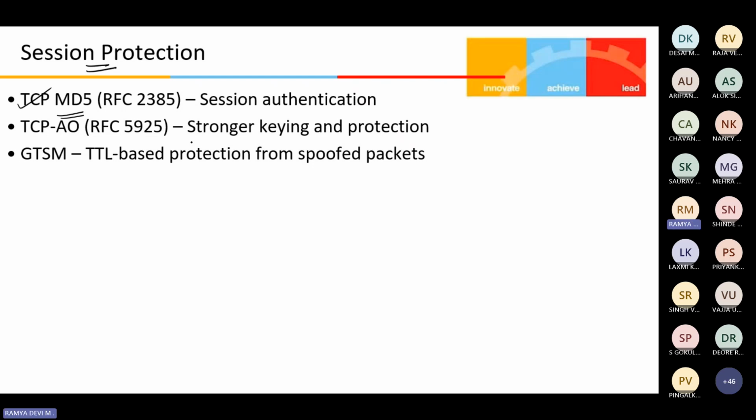Okay, so MD5 is considered weak when it is compared with the modern standards, message digest. So we can go for the second alternative, that is TCP authentication option, with the help of RFC 5925. So this will be a modern replacement for the TCP MD5. So stronger algorithms. Instead of using MD5, this will be using SHA1 and secure hash algorithm 256.